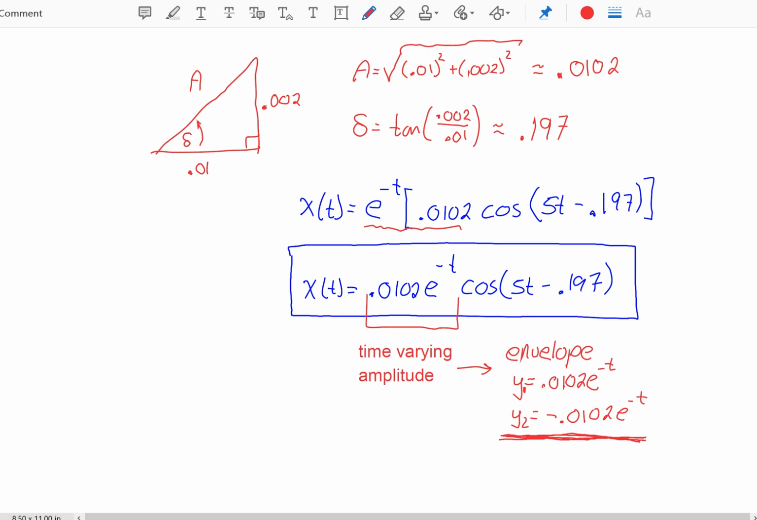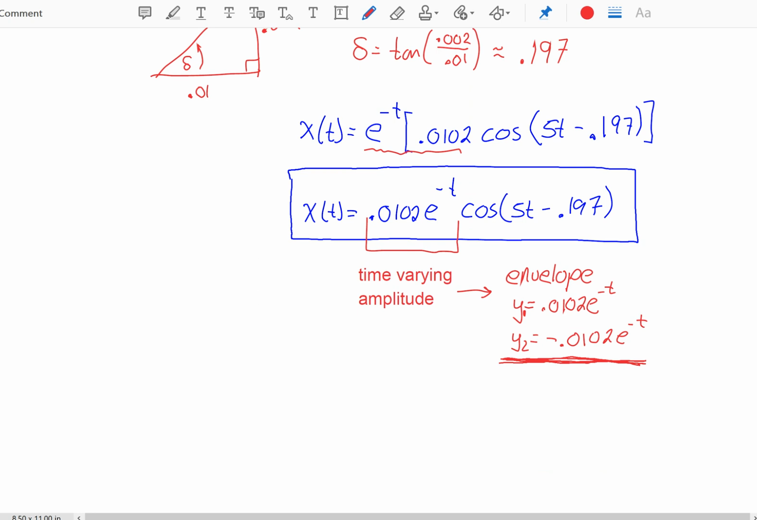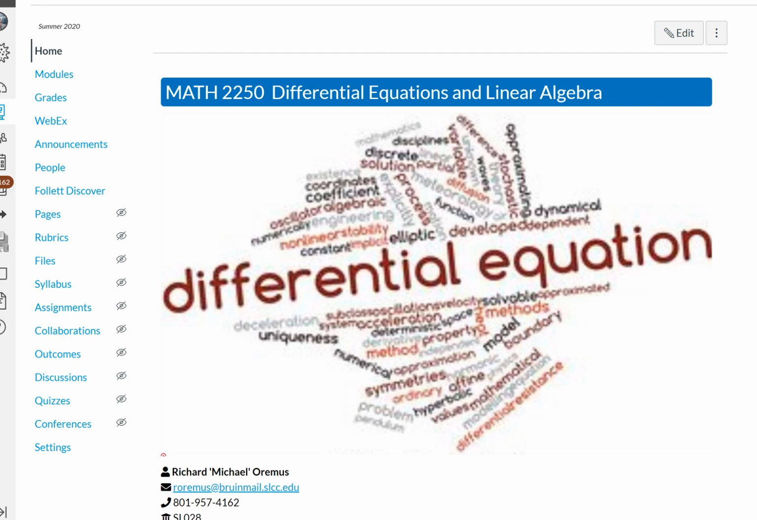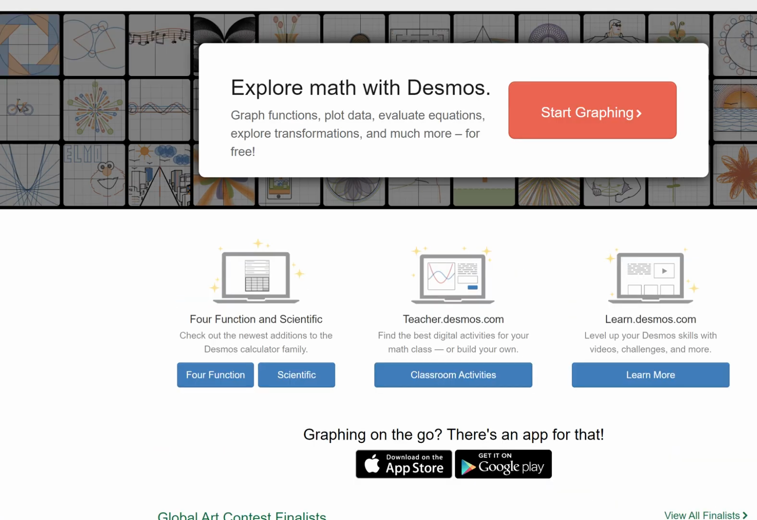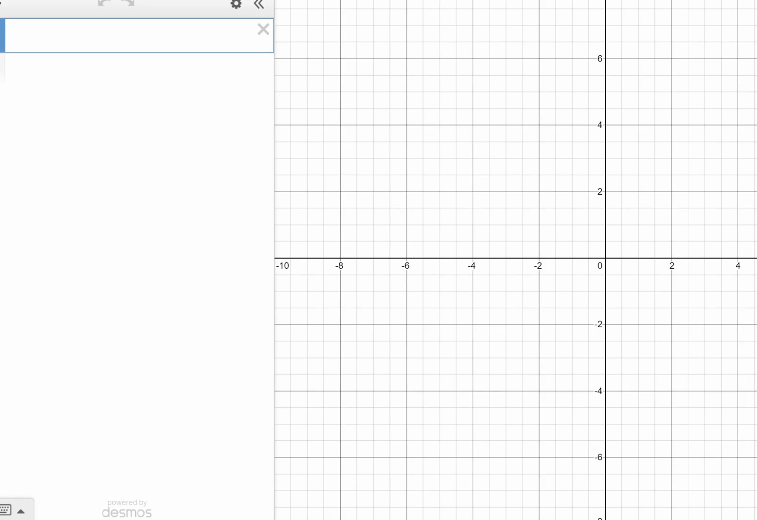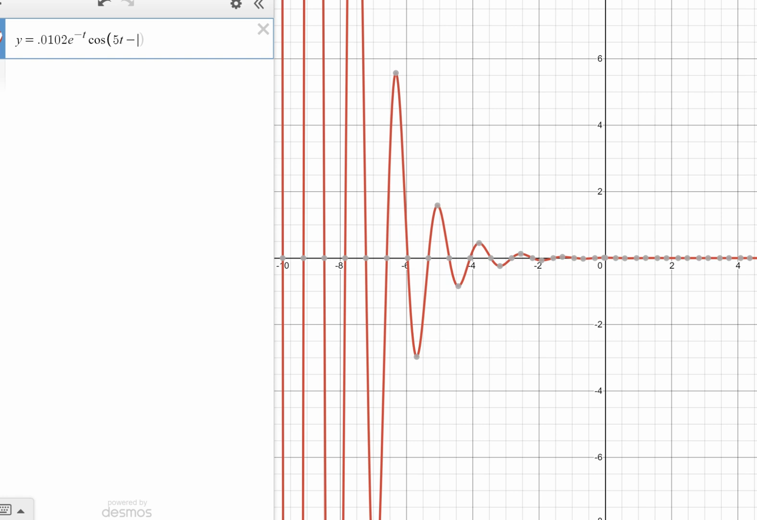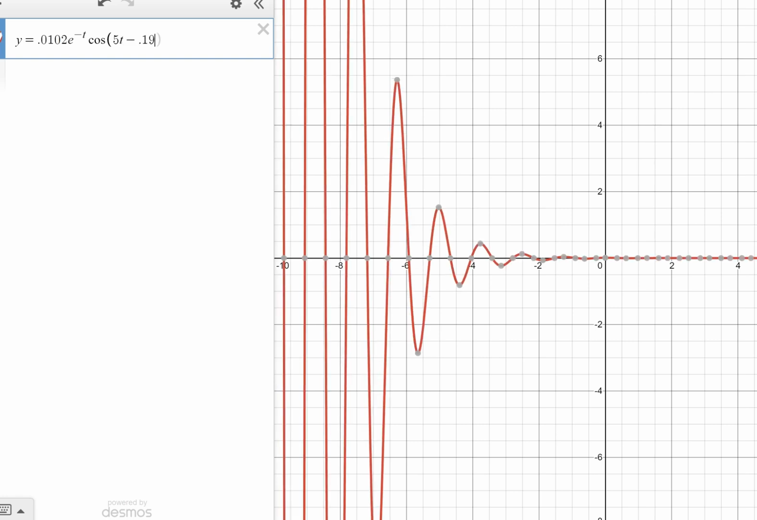Let's actually go and grab some kind of a graphing calculator so we can see what this actually looks like. And so I'm going to go to our Canvas course. And let's go to maybe Desmos. I really like Desmos. Now the function I want to graph is our solution we just found. I'm going to write it as y equals 0.0102 e raised to the negative t cosine of 5t minus 0.197.